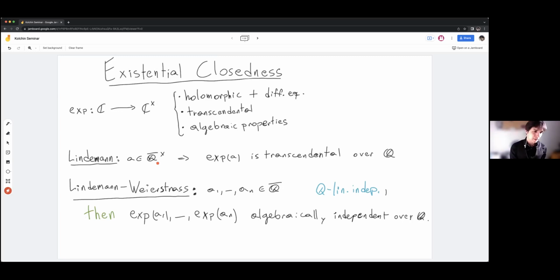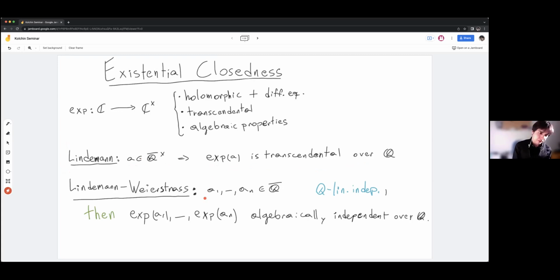Okay, so Lindemann answered this question back in the 19th century. And he said the only way that happens is if you start with 0. 0 goes to 1, and that's it. Any other algebraic number is going to give you a transcendental number under exponentiation.